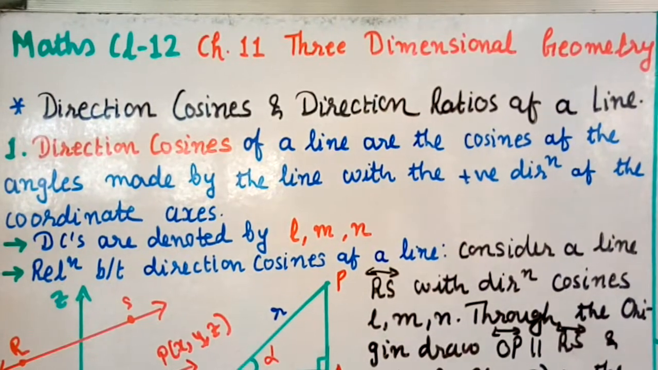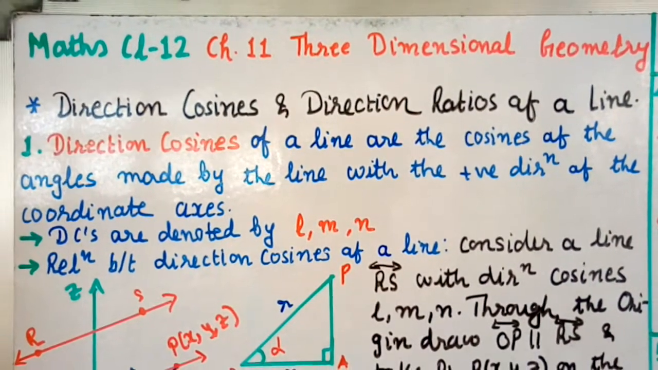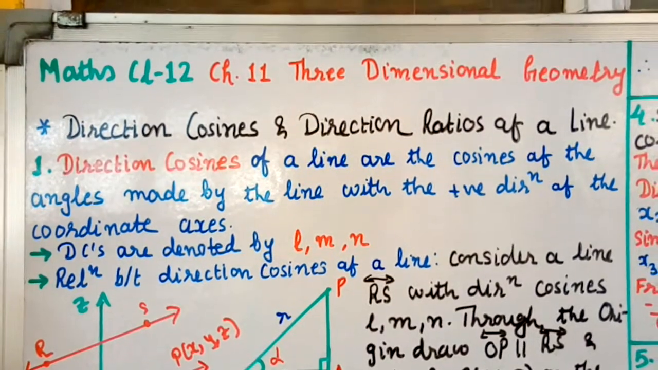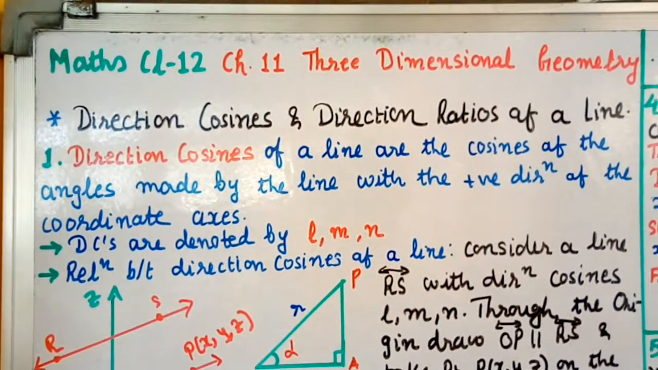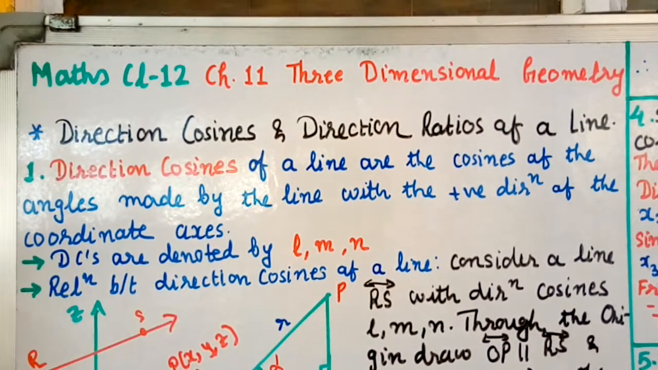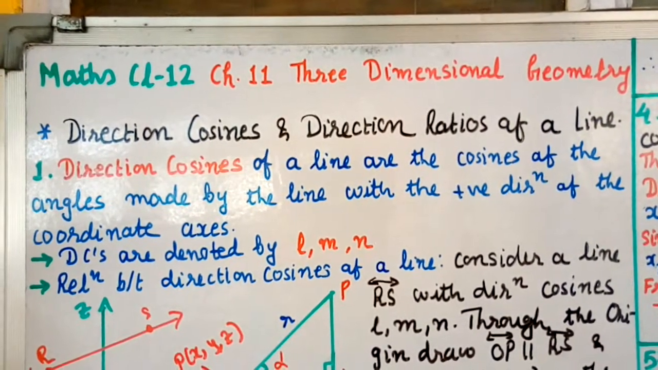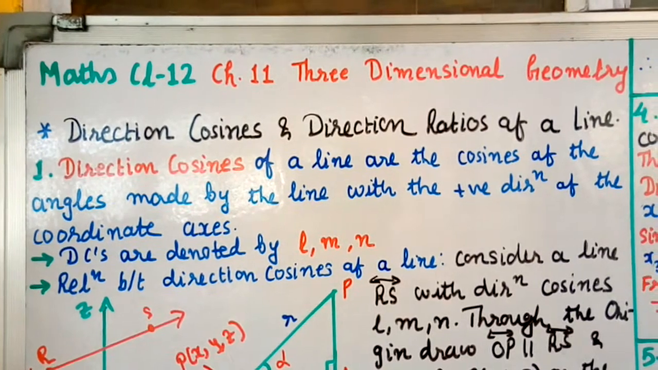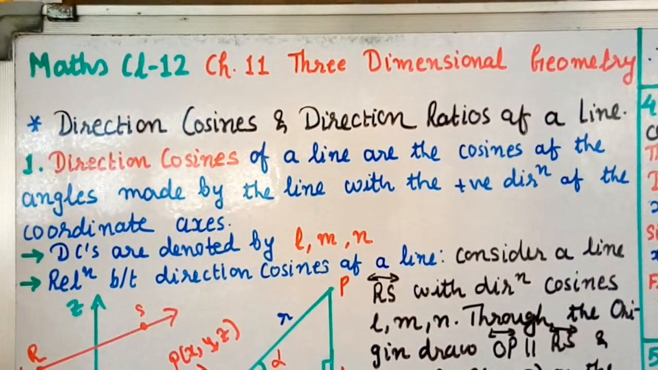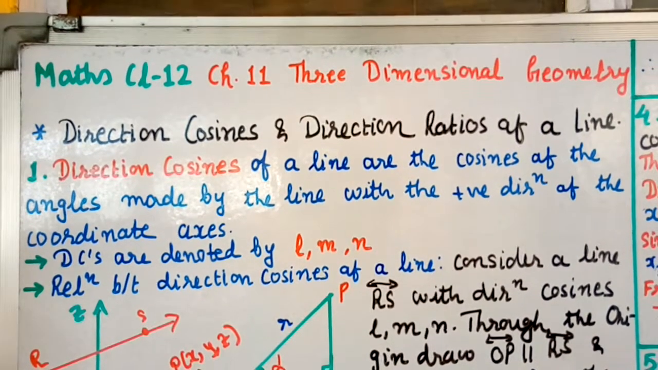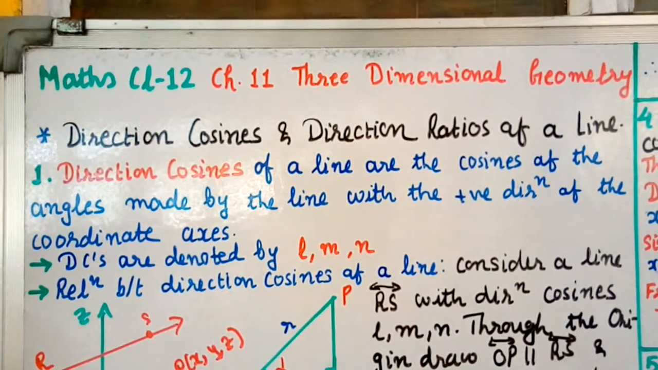We shall begin Chapter 11 of Mathematics Class 12, Three-Dimensional Geometry: Direction Cosines and Direction Ratios of a Line. In Chapter 10, Vector Algebra, we have already defined direction cosines. We know that every line makes some angle with the x-axis, y-axis and z-axis, and if we take the cos of those angles, they are called direction cosines.